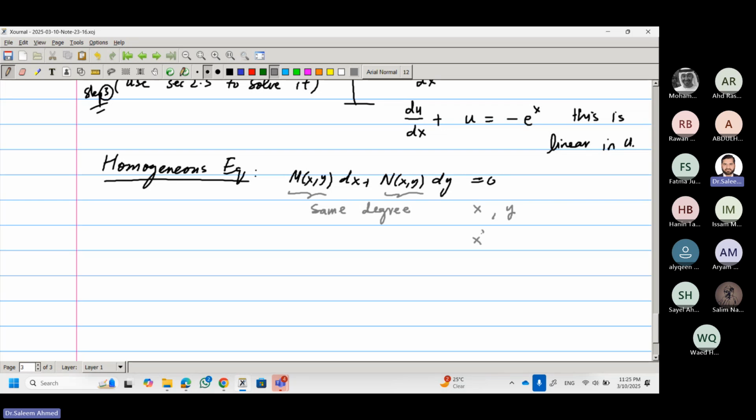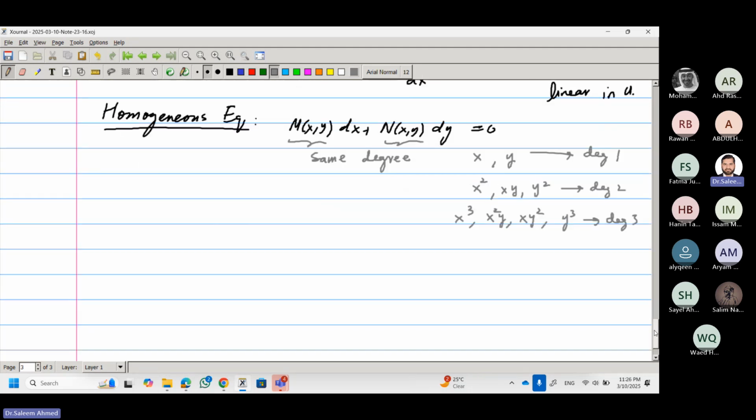If it has degree 2, then you have x square, xy, and y square terms. If it has degree 3, then x cube, x square y, x y square, y cube. They all have degree 3. This is degree 1. These are degree 2. These are degree 3. So all the terms will have the same degree, either this or this or this. You cannot have mixed terms here.